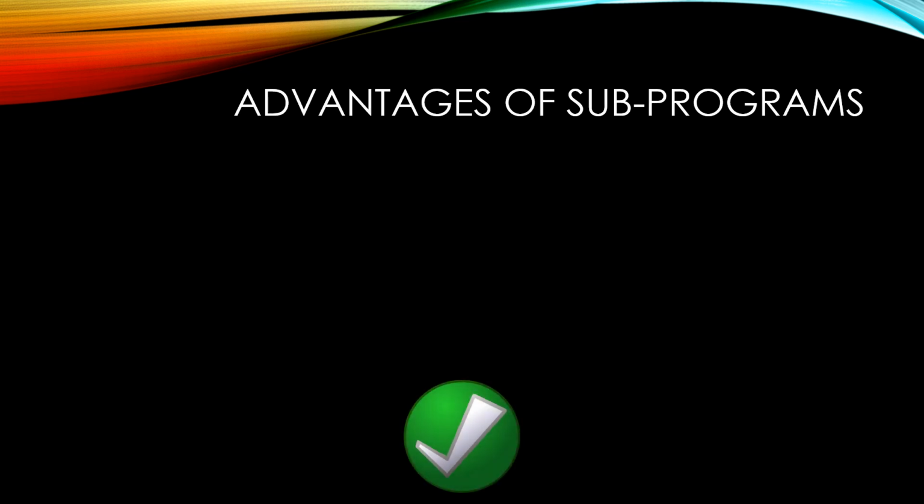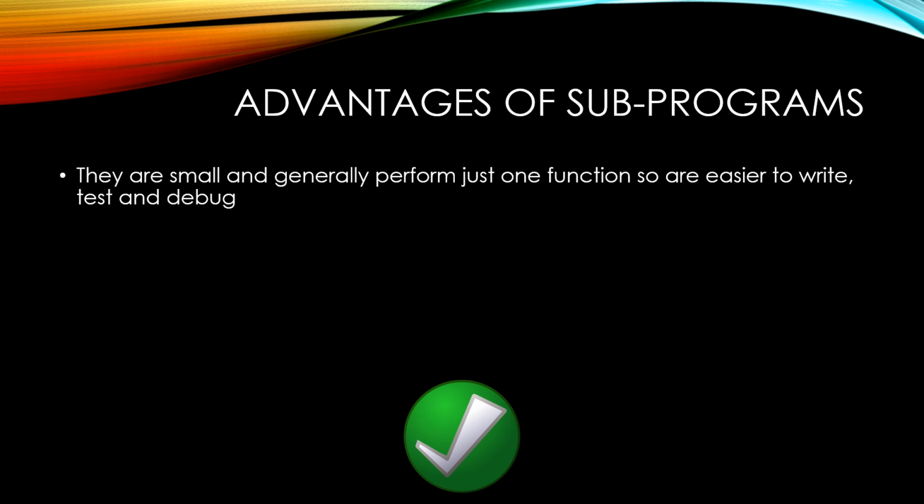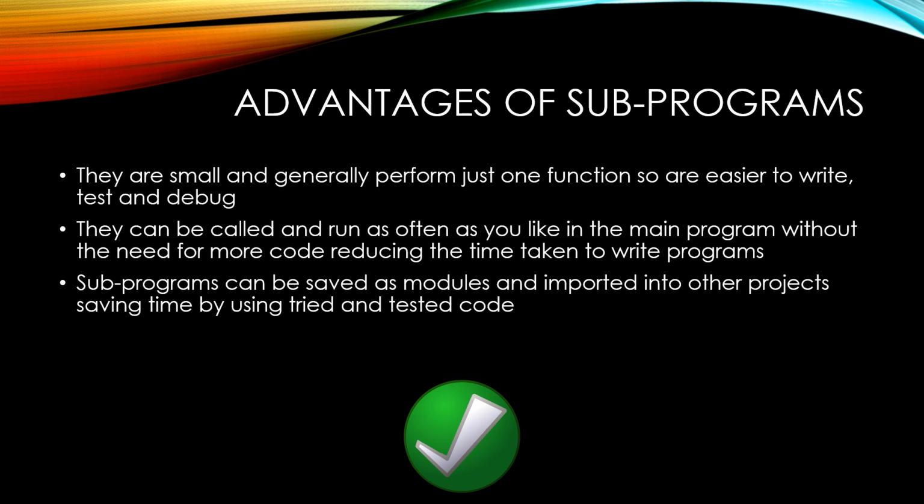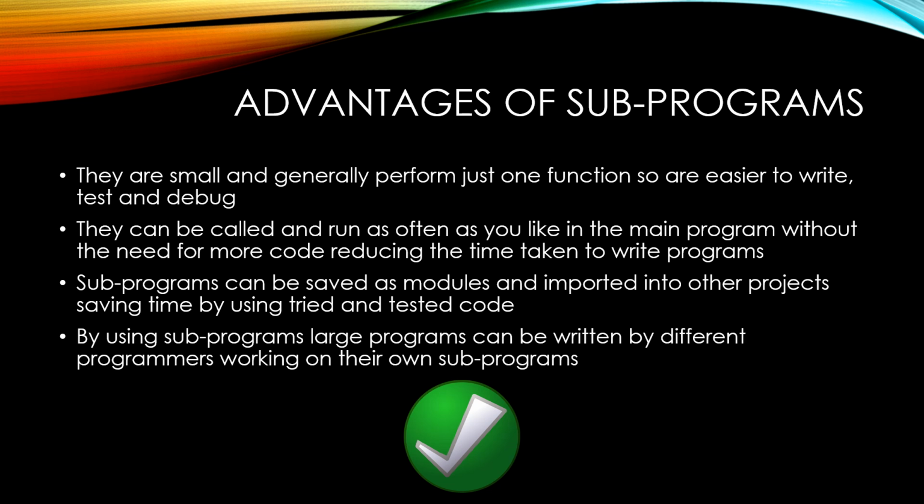Subprograms have a number of advantages, including that they are small and generally perform just one function, so they're generally easier to write, test, and debug. They can be called and run as often as you like in the main program without the need for more code, reducing the time taken to write programs. Subprograms can be saved as modules and imported into other projects, saving time by using tried and tested code. By using subprograms, large programs can be written by different programmers working on their own subprograms.